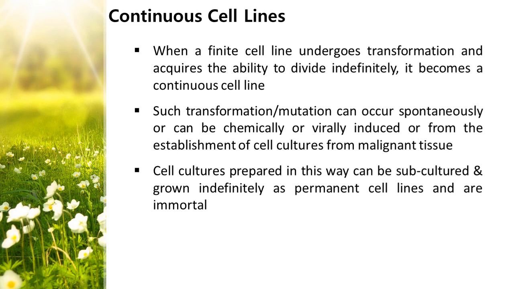Sometimes we can call this transformation a type of mutation. And this mutation or transformation can occur spontaneously, without any reason or mechanism. Just like that, it will take place spontaneously. And sometimes it can be done by chemical methods, or purposefully, artificially, we can induce the mutation if we want to generate some needed tissues. So we can use some chemical or mechanical method, and we can make the cells undergo indefinite cell division. So this can grow indefinitely as a permanent cell line, and they are immortal.